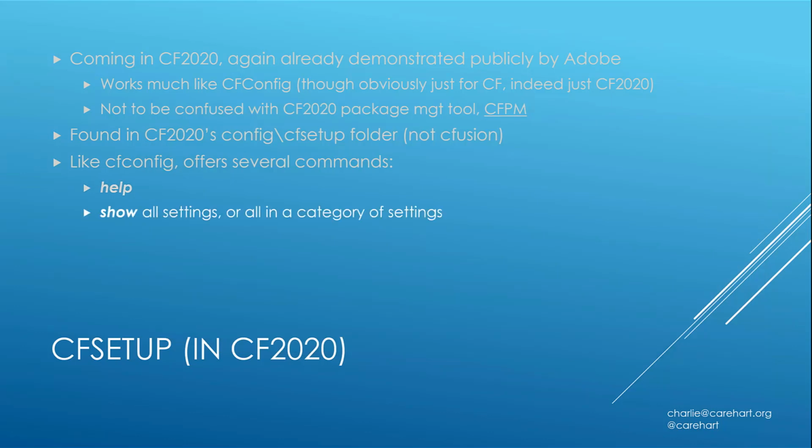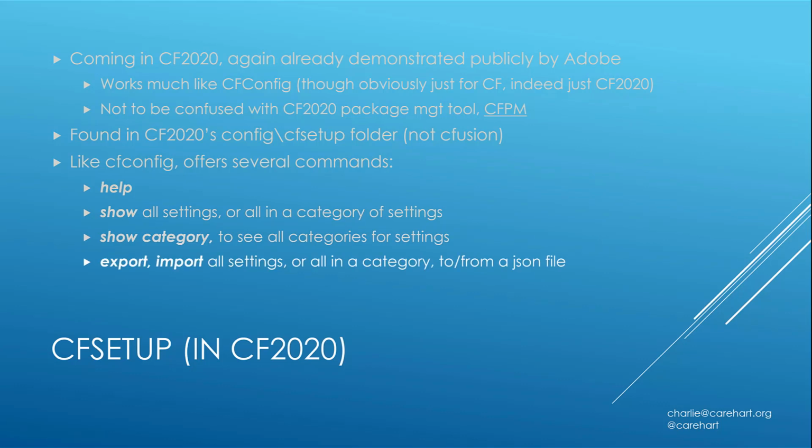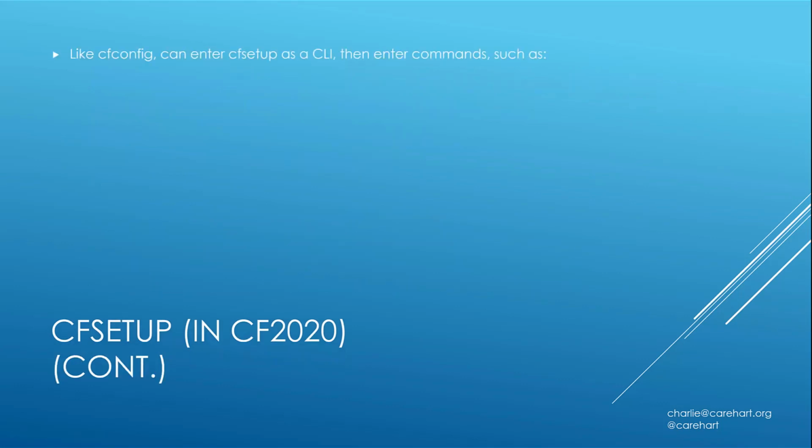So anyway, you can use show to see all the settings, or they have this concept of categories of settings, and you can see the categories by saying show category. And then again, you can export or import all the settings, or all those in a category, to or from a JSON file. So very similar in concept, and then individual settings can be get, set, add, or delete, and you can do it within a category. I don't have time to demonstrate it, so I'm going to leave it at that. Here's an example: I could say show all, and if my CF 2020 was in that folder, I point to the CFusion, I say show all, and it would show me all the settings that were in that admin.